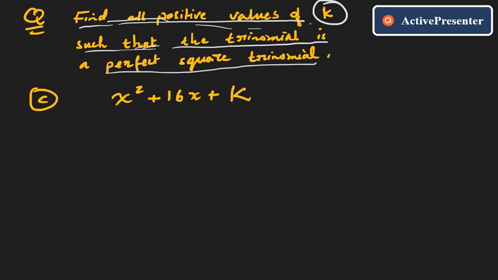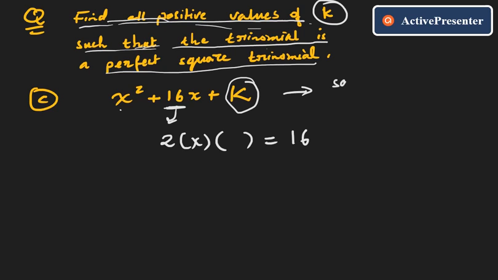We can say that if it is a perfect square trinomial, 2 multiplied into the first, which is x, multiplied into the second equals 16. The second is what? Is it k? No, it is not k. k here is something squared, to the power 2. Let's say k is y to the power 2.